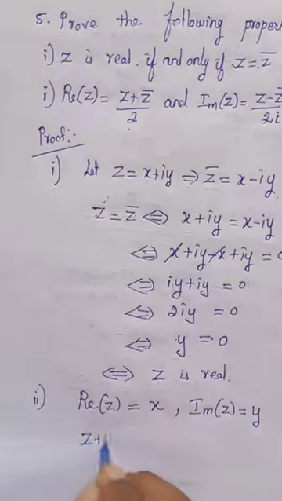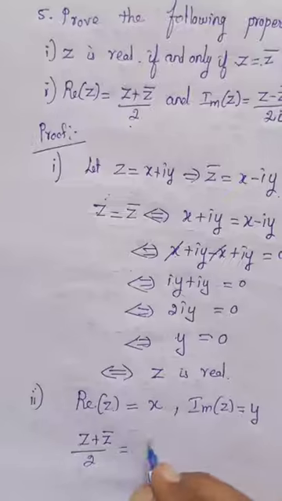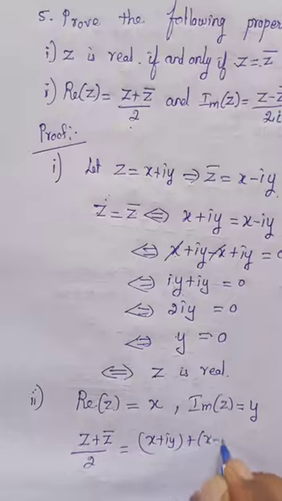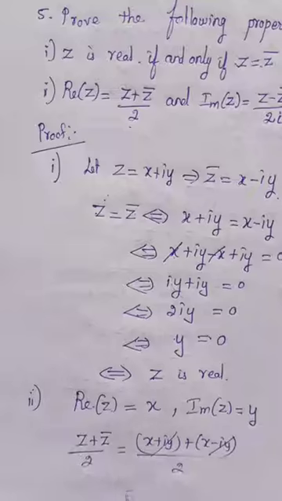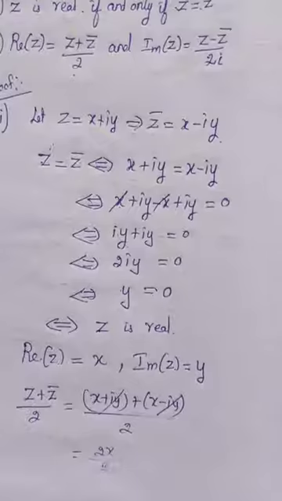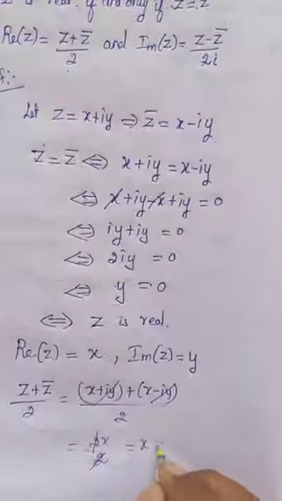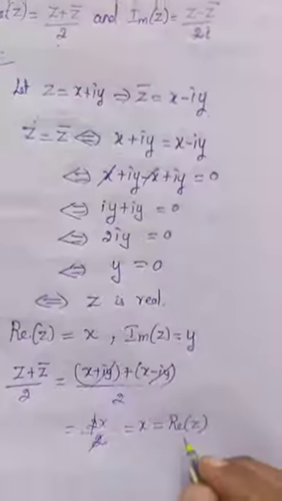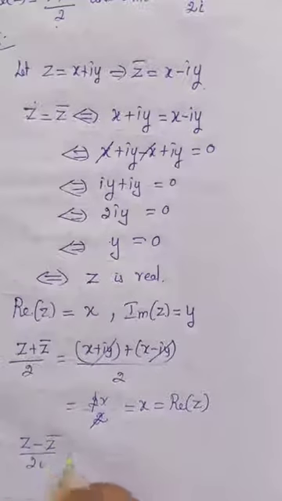Now, take the right hand side, Z plus Z bar by 2. That is x plus iy plus x minus iy divided by 2. See, minus iy plus iy will get cancelled. 2x by 2. 2 and 2 will get cancelled. I have got x, which is equal to real part of Z. Is that clear? Now, the same way, I am going to find Z minus Z bar by 2i.